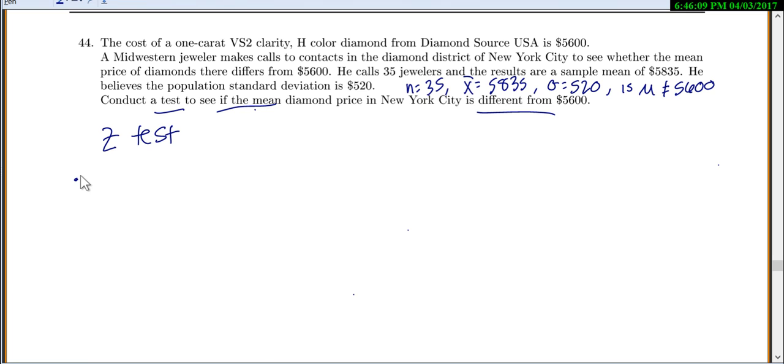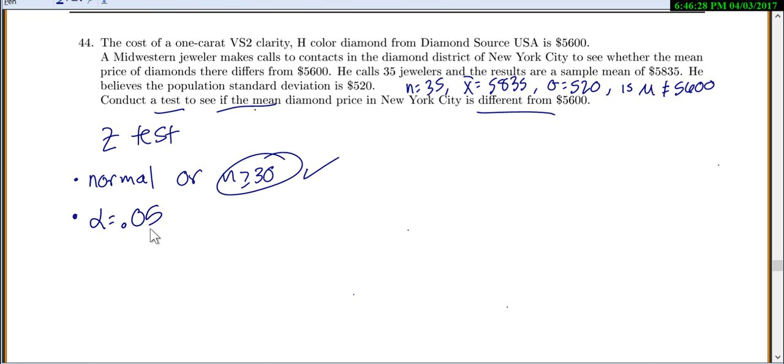Okay, so to use the z-test, the first thing we do is check our assumptions, that it should be either normal or a sample size of at least 30. They didn't say anything about my data, but it does look like my sample size is 35, so we're good. You should choose a level of significance. I'll just choose the default of 0.05. You need your null and alternative hypotheses. The alternative is that my mean is not equal to 5,600. So the null would be that our mean equals 5,600.